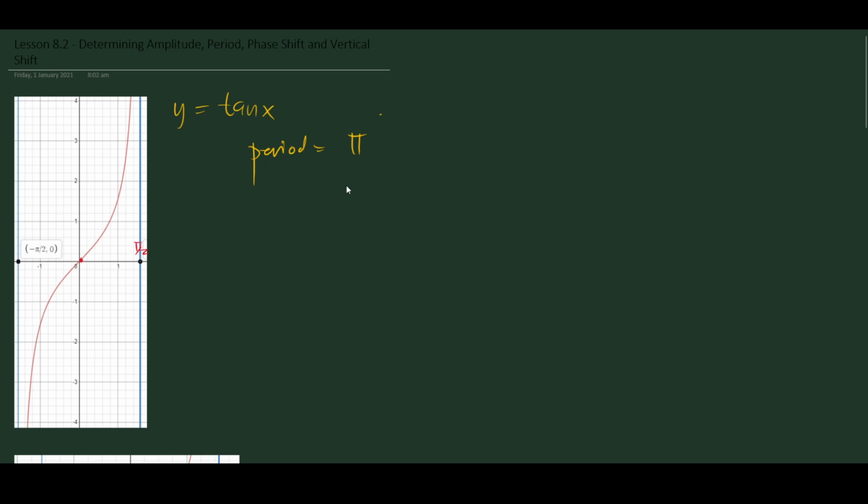It is from the asymptote on each side. As you can see, x equal to negative pi over 2 is an asymptote here, as well as x equal to pi over 2. Okay, so if we have a trigonometric function, let's use another color.